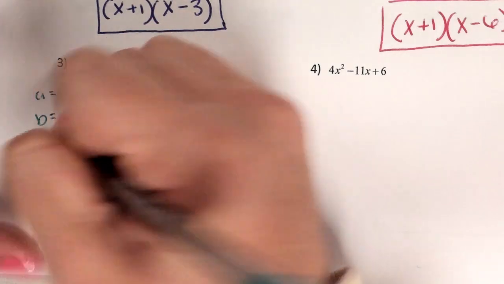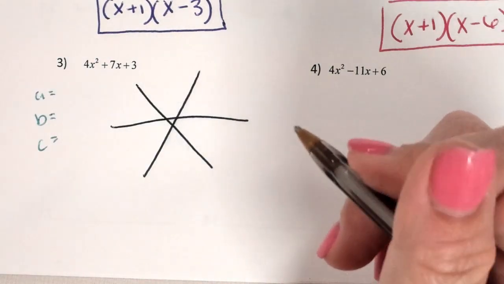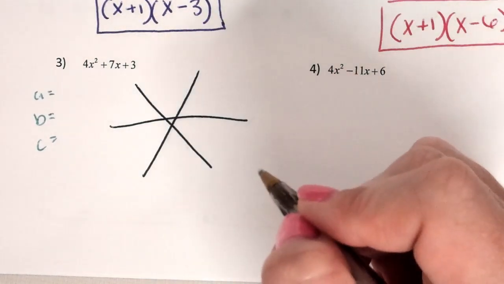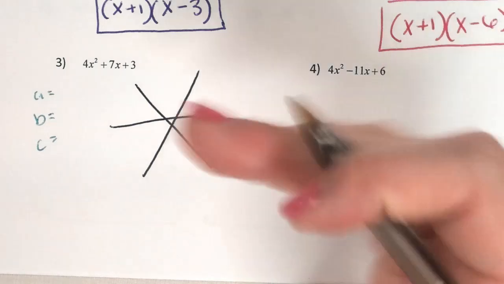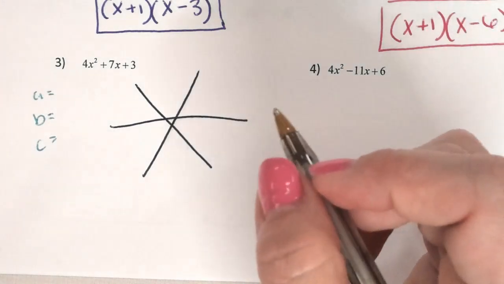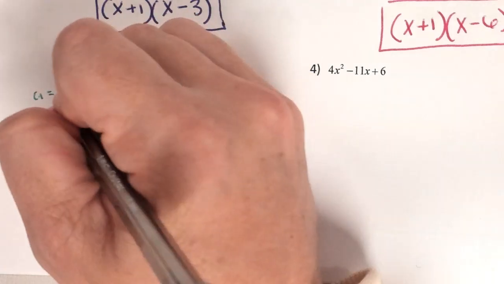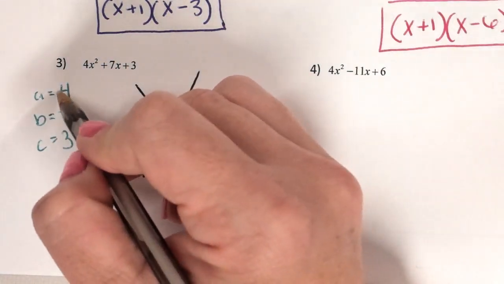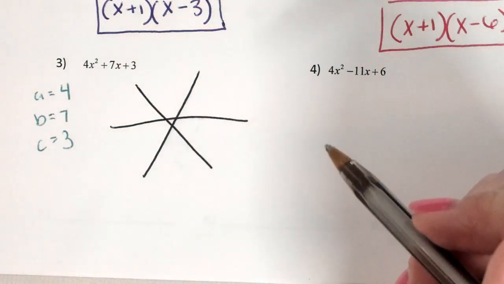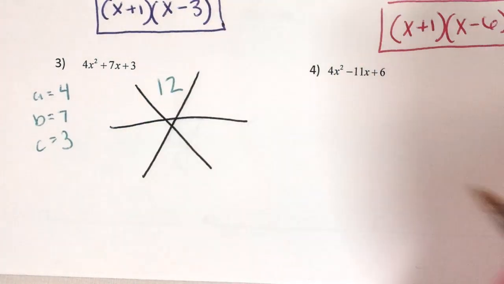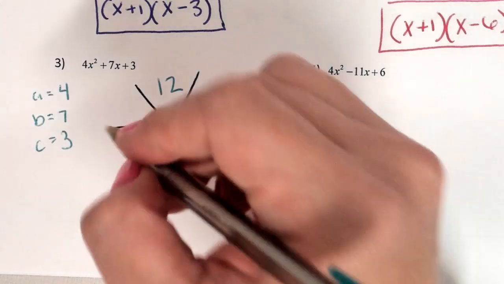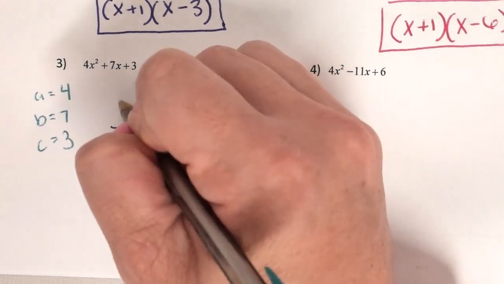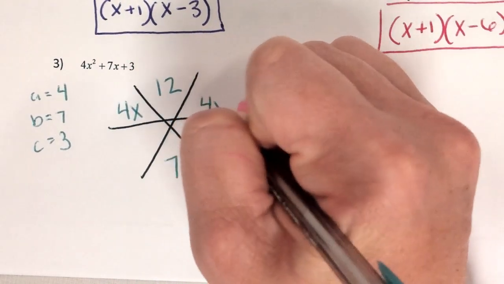Does it have a GCF before we get started? Well, what's your smallest number? Does 3 go into 7? No, and 3 is prime, so nothing else goes into it, so there's no GCF. So what's A? What's B? And what's C? Okay, so A times C, what goes on top? 4 times 3 is 12, so 12 goes on top. And what's B? 7. And then A is 4, so 4x, 4x.